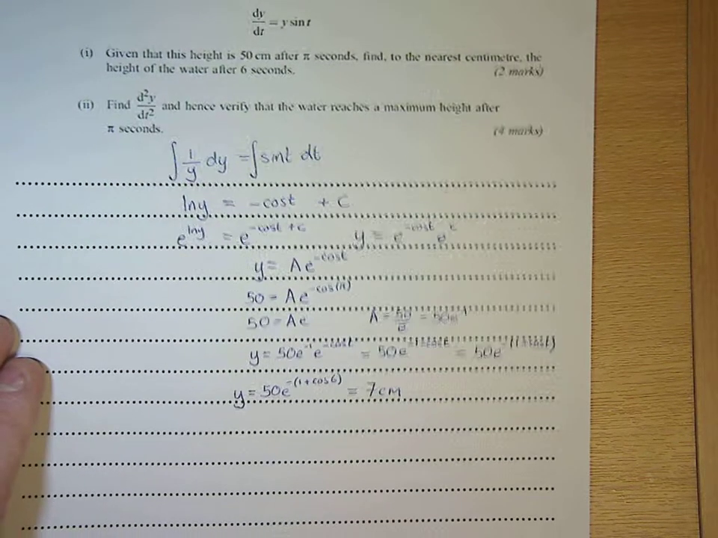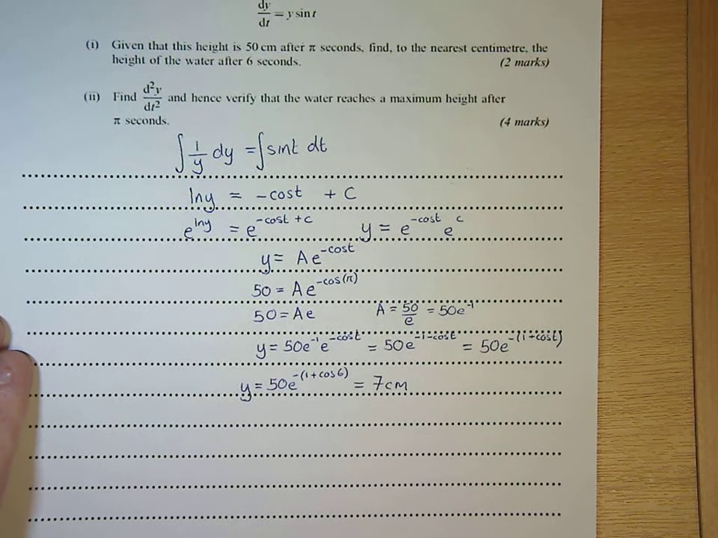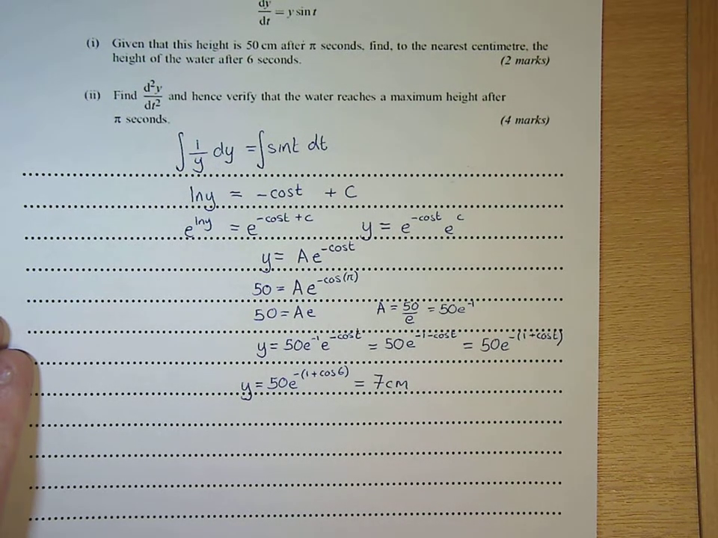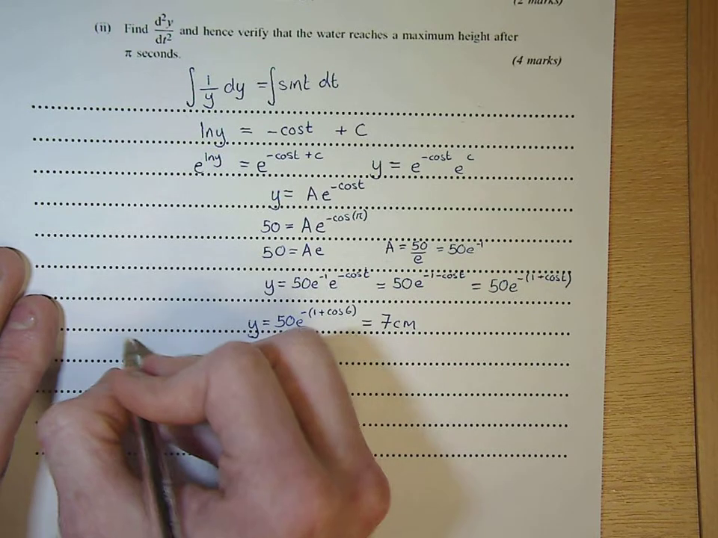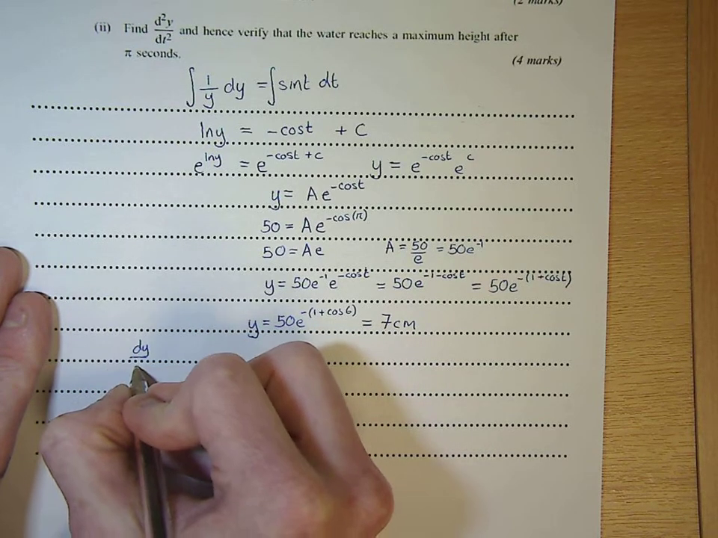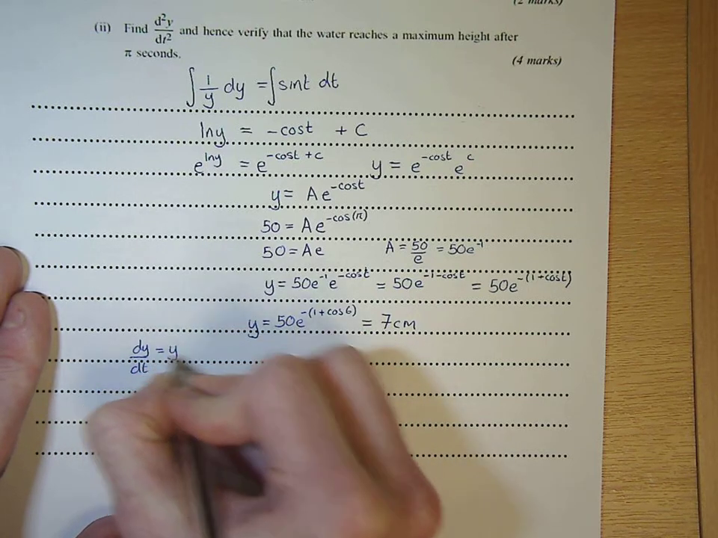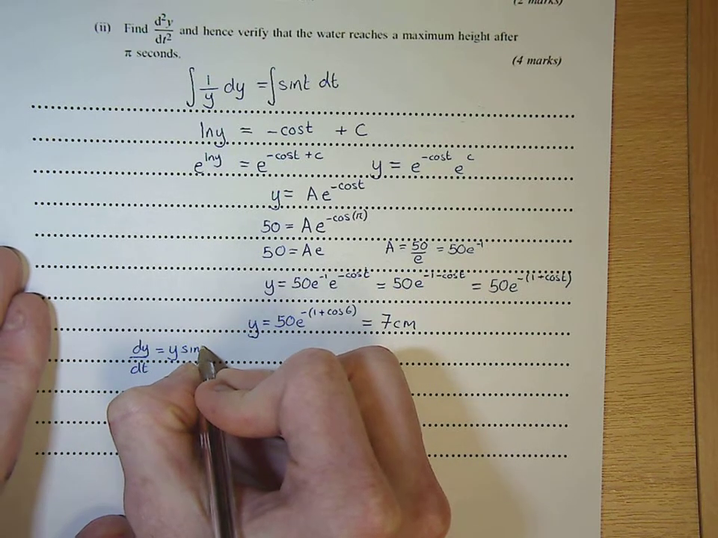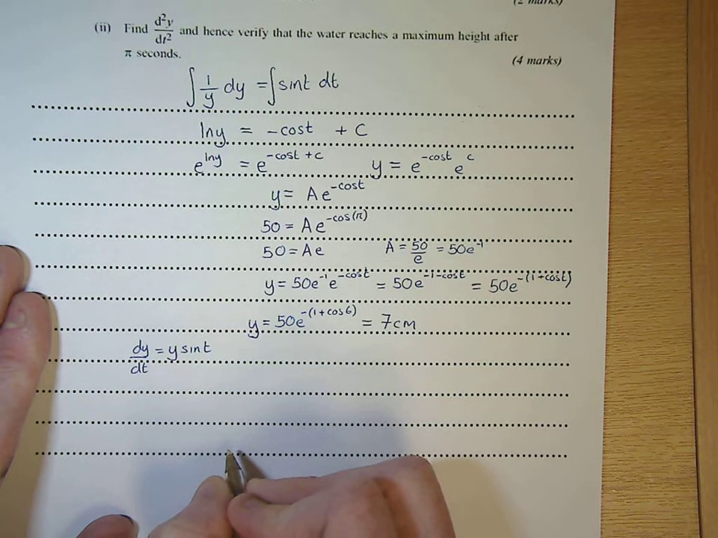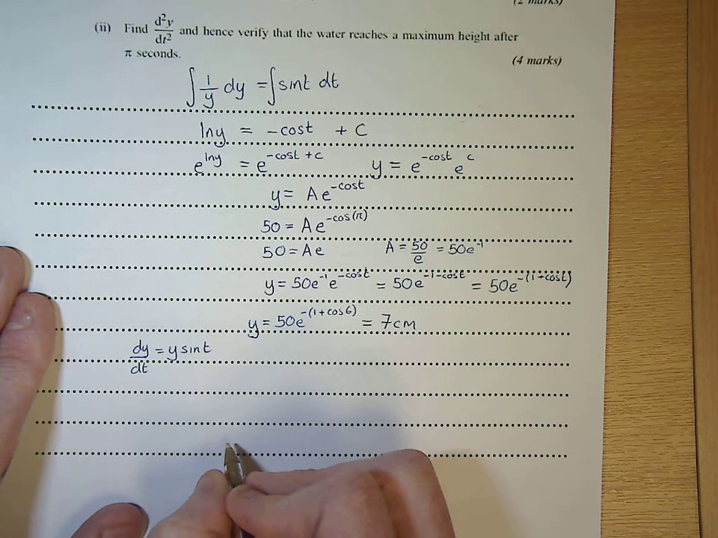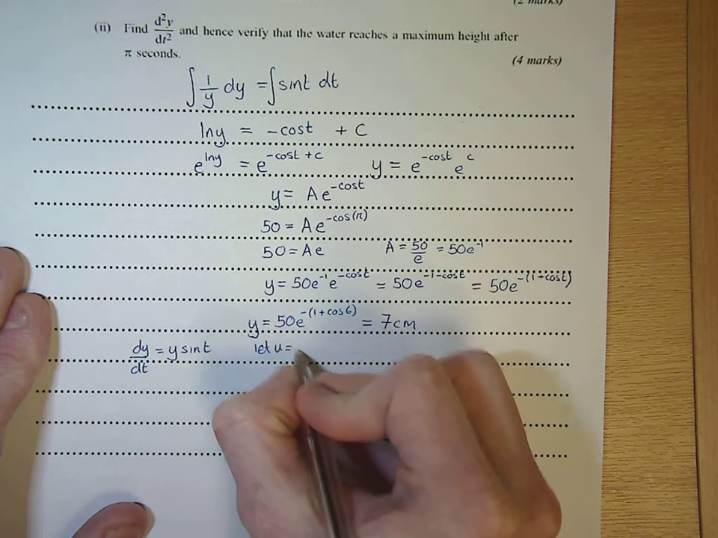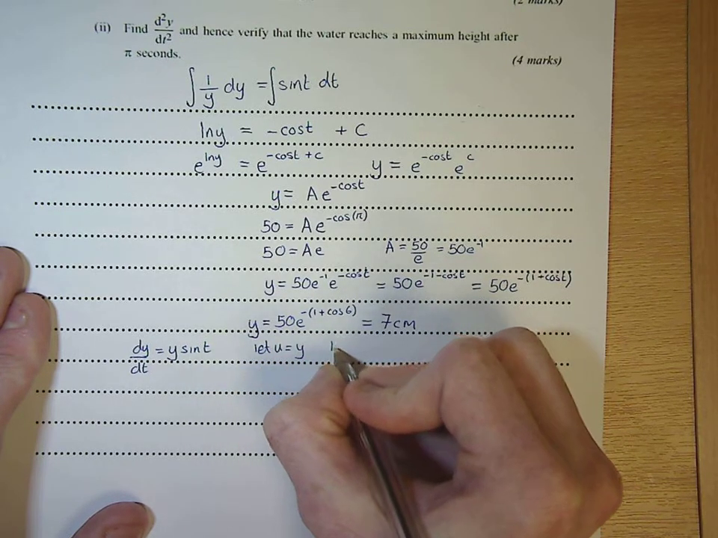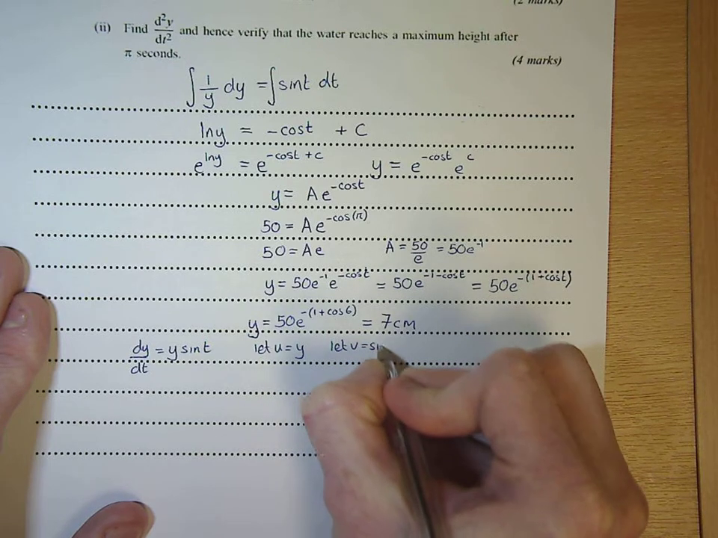Find the second derivative and verify that the water reaches a maximum height after pi seconds. So the first thing I'm going to do is work out what the second derivative is. Just to remind you from earlier, dy by dt is equal to y sine t. Now, to find the second derivative, I need to differentiate that again, and I'm going to do that using the product rule. I'm going to say let u be equal to y, and let v be equal to sine t.